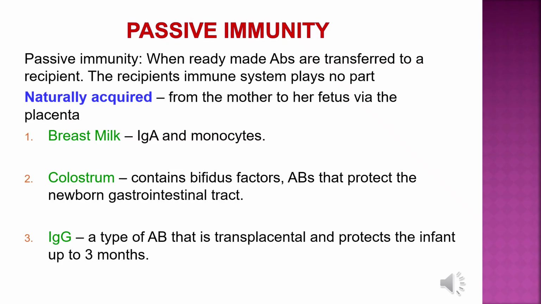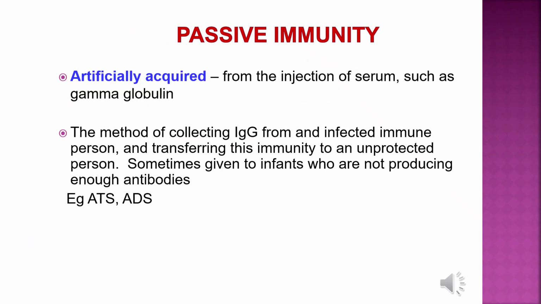and monocytes. Colostrum contains bifidus factors and antibodies that protect the newborn from gastrointestinal infections. Then IgG, a type of antibody that is transplacental and protects the infant up to 3 months. Then artificially acquired is from the injection of serum such as gamma globulin.